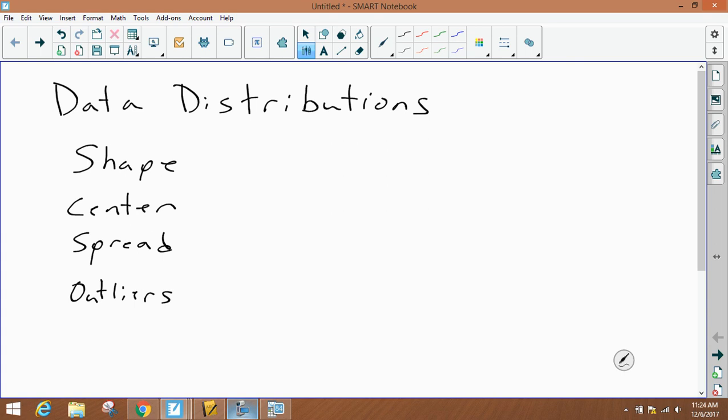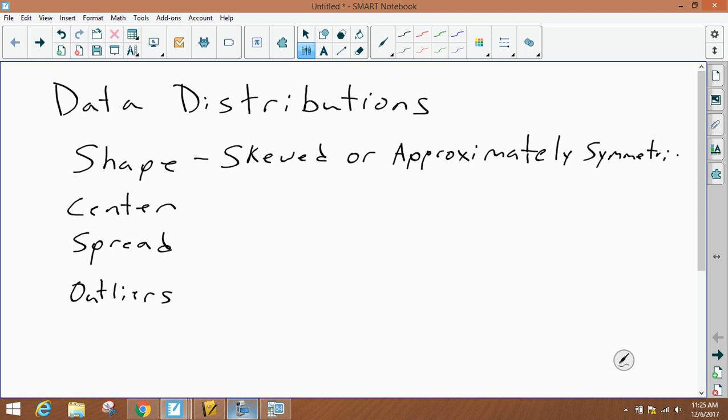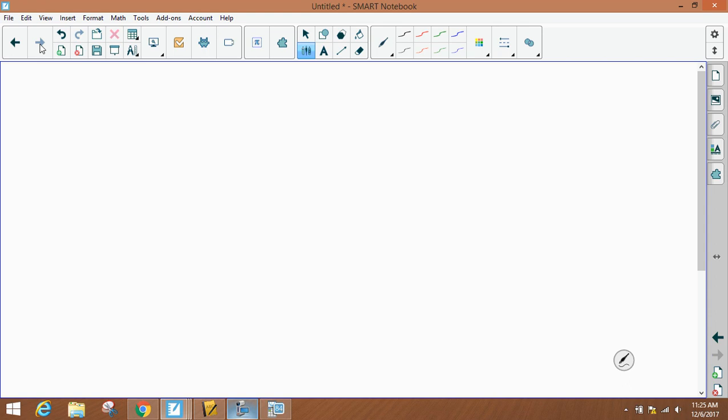All right, measures of shape. It's either going to be skewed or approximately symmetric. Hey, what does that mean? It means this, and I'll come back to this, okay? So let's look at shape.